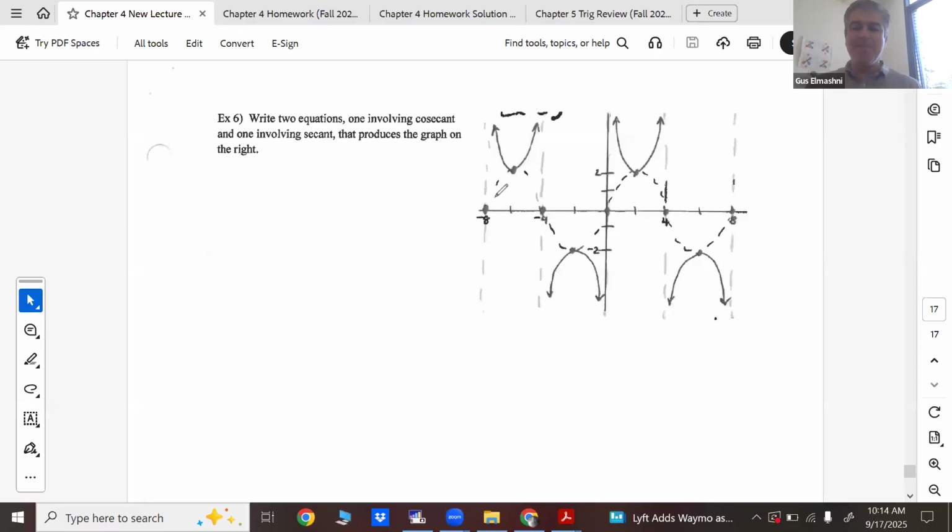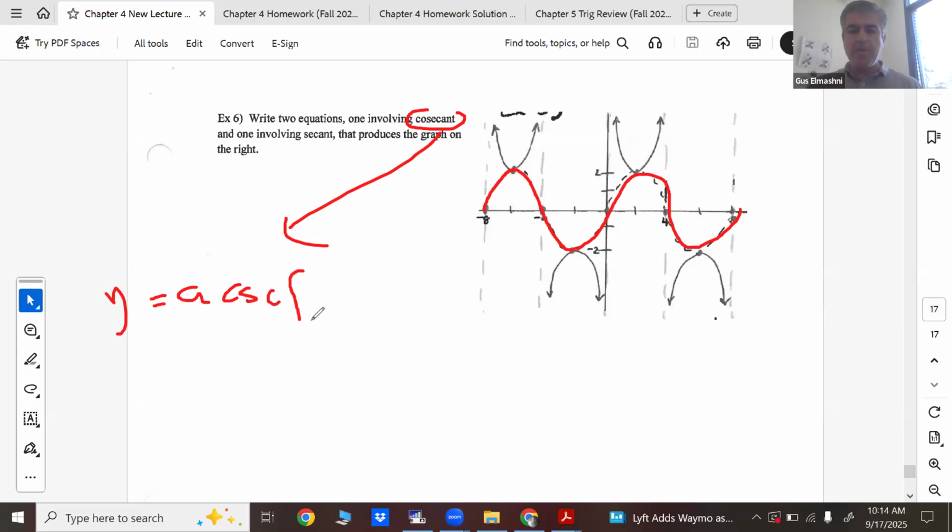Example 6. You're asked to write 2 equations, one involving cosine, one involving secant, that produce the graph on the right. Okay, let's write it as a cosecant. So think of it. It's like sine, but obviously it's not sine. So you can do a cosecant bracket b x minus h plus k.